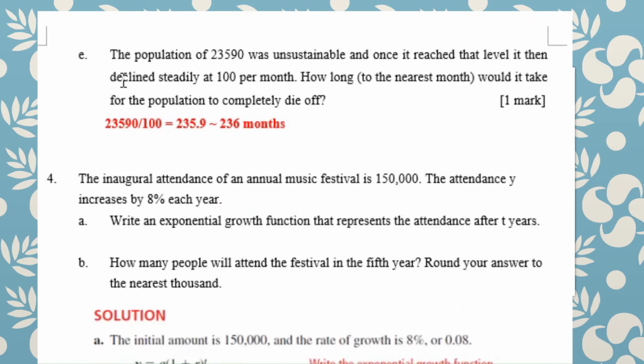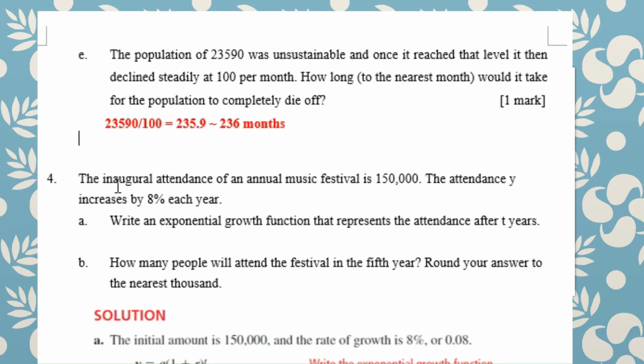Moving on, the population of 23590 was unsustainable, and once it reached that level, it declined. So if you see decline steadily at 100 per month, this is not exponential anymore. This is just a steady decline. Every month 100, every month 100. So how long would it take? So you just divide 100, you will get 235.9. They ask you nearest month, you round off to 236.